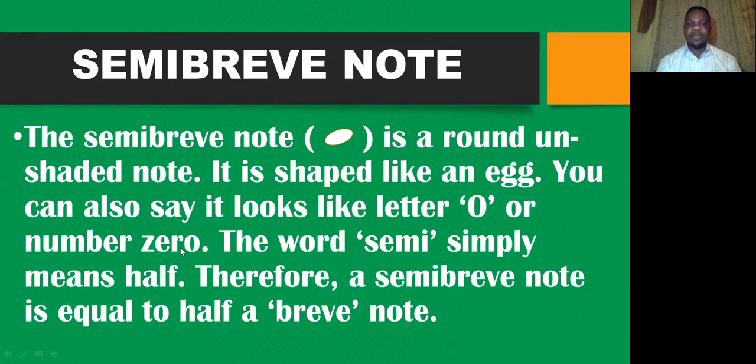So the word semibreve, S-E-M-I, simply means half. These are the kind of questions I normally ask students in the exam. The word semi, S-E-M-I, simply means half. Therefore, a semibreve note is equal to half a breve note. You discover semibreve is like joining 2 words, semi and breve. Semibreve is a musical note and is equal to half of a breve note. That is to say, 2 semibreve notes will give you 1 breve.